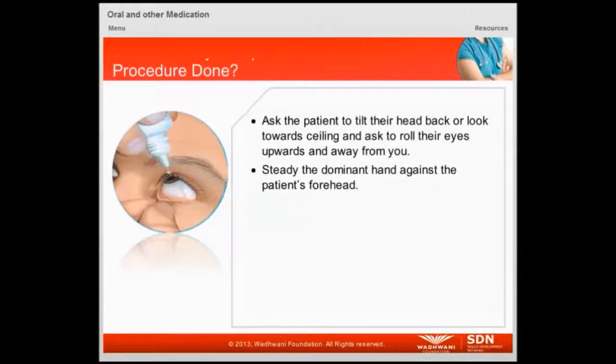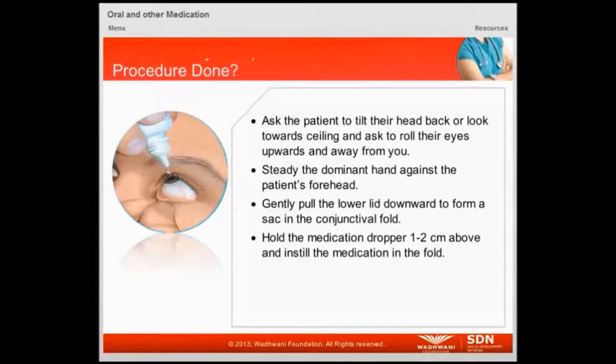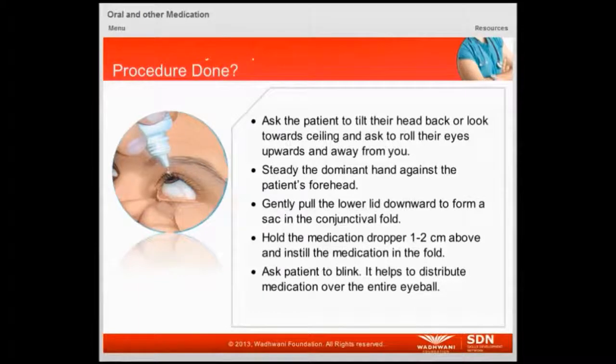9. Steady your dominant hand against the patient's forehead. 10. Gently pull the patient's lower lid downward to form a sac in the conjunctival fold. 11. Hold the medication dropper 1 to 2 centimeters above the eye and instill the medication in the fold. 12. Ask the patient to blink so as to distribute medication over the entire eyeball. 13. Remove any excess medication.